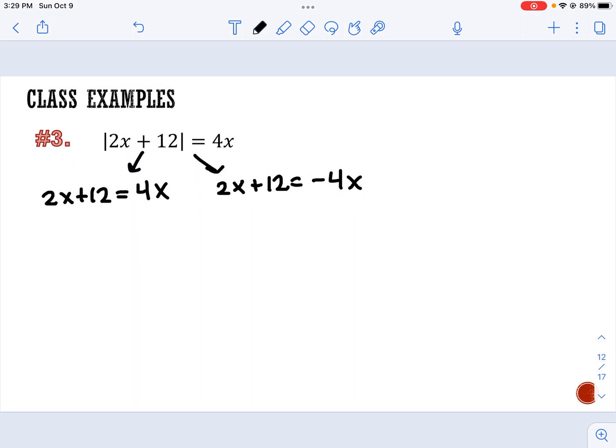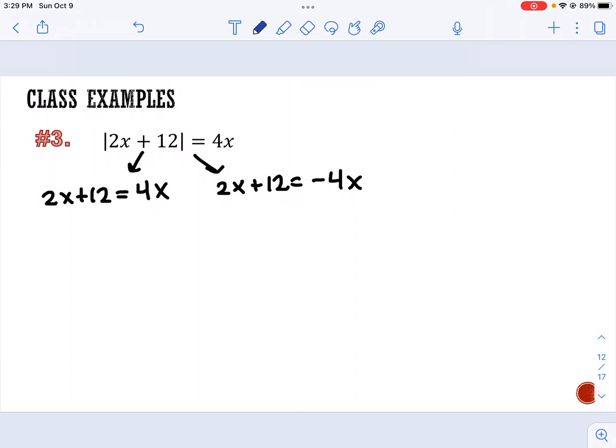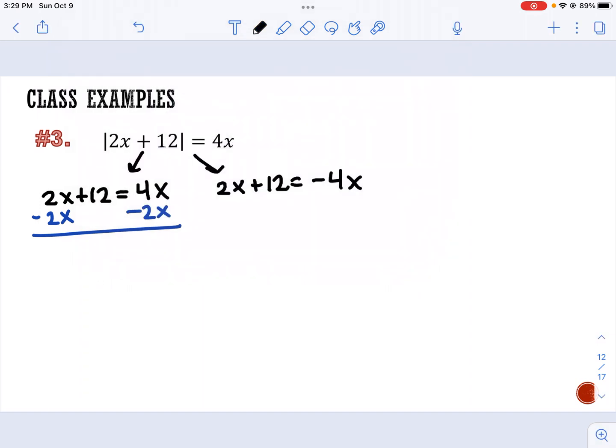Then from here, we're just solving out each equation. We know at this point how to solve equations with variables on both sides. Now when I take a look at the left-hand side, lots of different options, but I'm going to subtract 2x. I'm going to get all my variables onto one side, all my numbers on the other. I'm left with 12 is equal to 2x. To solve for x, I divide both sides by 2. And I'm left with x equals 6.